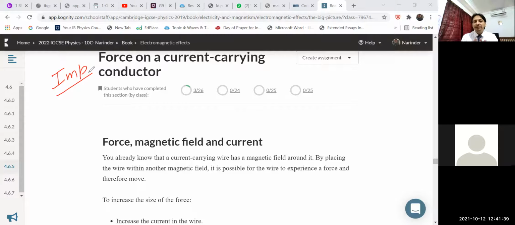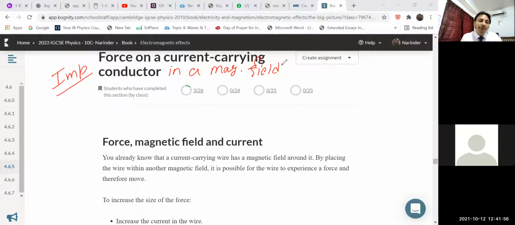And where is it placed? The complete heading of this topic is current carrying conductor in a magnetic field. That's right, in a magnetic field. That is the complete statement. So this current carrying conductor is placed in a magnetic field.